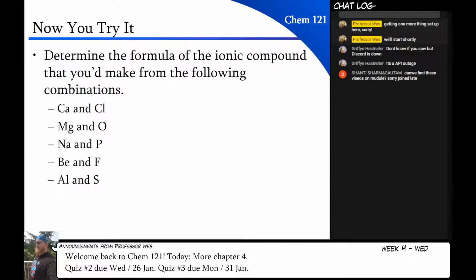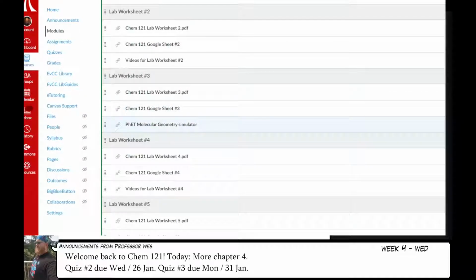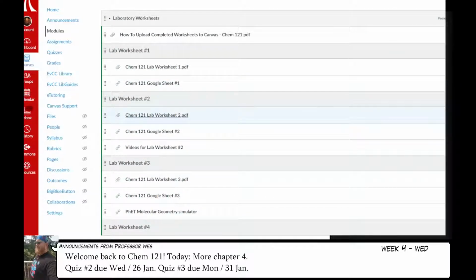Can you find these videos on the module? Yeah, so... Oh, I just closed the window. Hold on. Reopen, close window. Okay, that did work. That's good. So if I do this again... Oh, I can't find it because I closed the window, so I had to open the window again. There we go. So under lab worksheet 2, these are the worksheets, and then I have this video list for lab worksheet number 2.